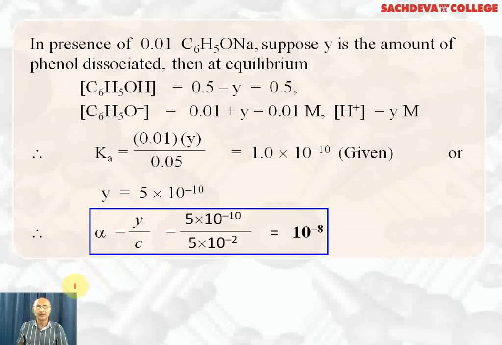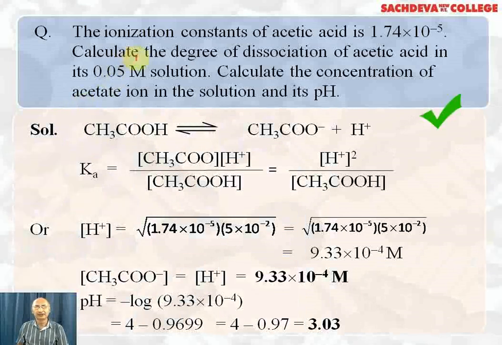So due to common ion effect, the degree of dissociation of phenol becomes much less and reduces to 10^-8. Next question: the ionization constant of acetic acid is 1.74 × 10^-5. Calculate the degree of dissociation of acetic acid in 0.05 molar solution. Calculate the concentration of acetate ion in the solution and its pH.